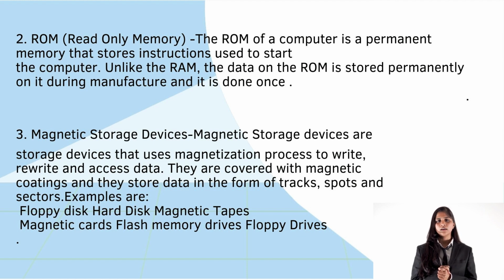Coming to the next example, magnetic storage devices. These are the storage devices that use a magnetization process to write, rewrite and access data. They are covered with magnetic coatings and they store data in the form of tracks, spots and sectors. Some examples of magnetic storage devices are floppy disks, hard disks, magnetic tapes, magnetic cards, etc. Now we will study the next topic, that is the Windows operating system.